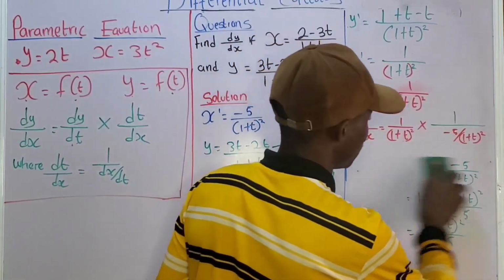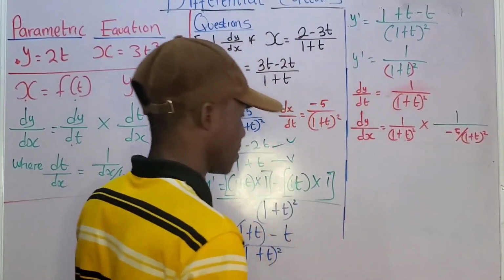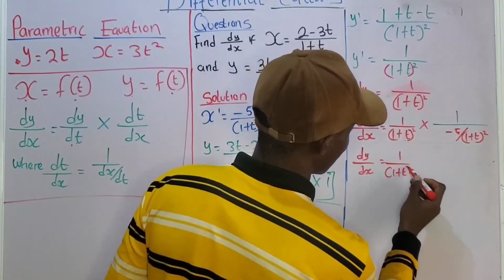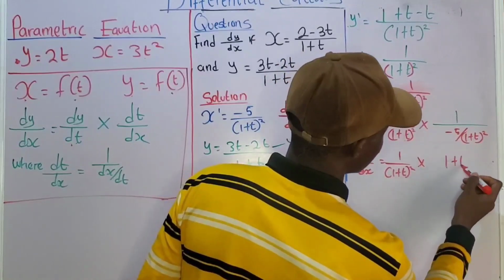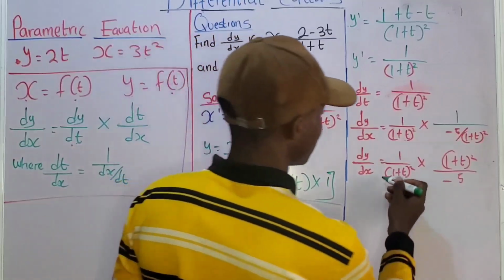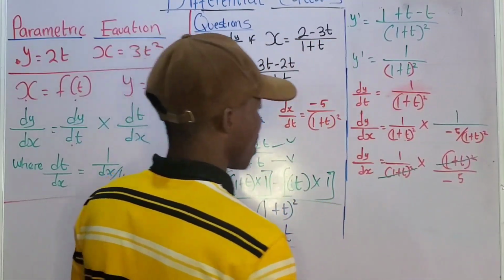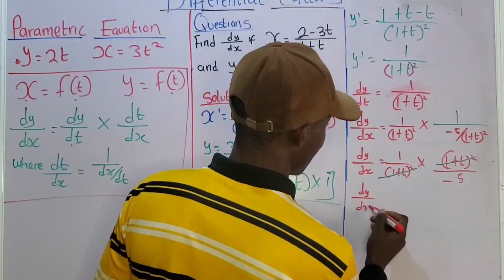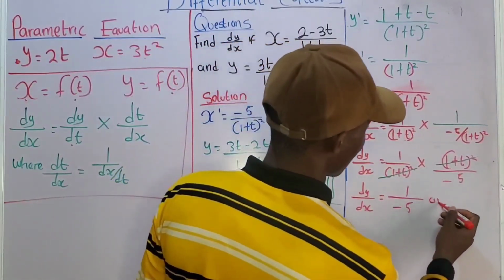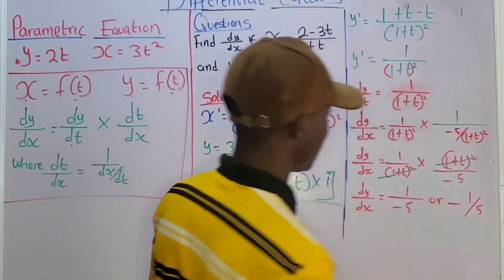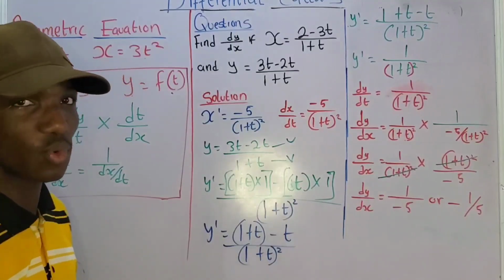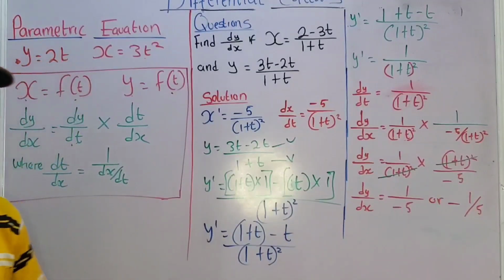So I'm going to replace it. Okay, dy all over dx will now be equal to 1 over 1 plus t squared multiplied by 1 plus t squared all over minus 5. Okay, so now this can eliminate this. So we are going to have dy all over dx is equal to 1 over minus 5. And you can put it like this, or minus 1 over 5. That is the derivative of y with respect to x. You can see that it's simple. All you have to do is just to understand the basic concept.